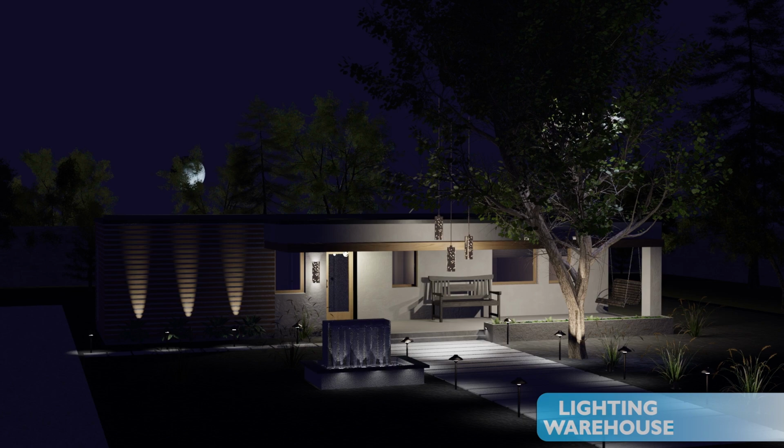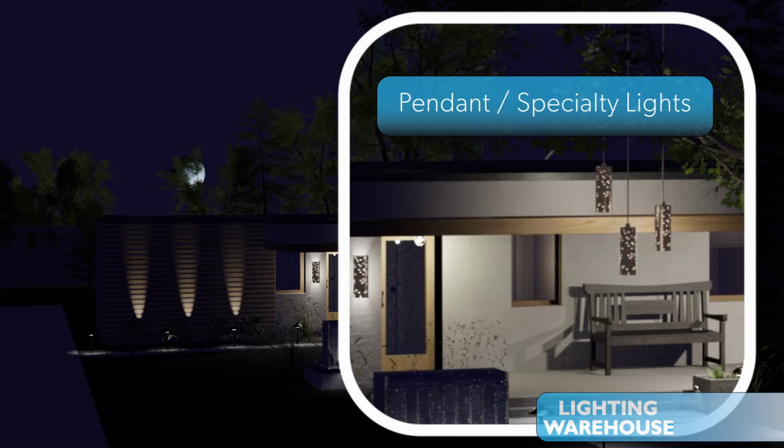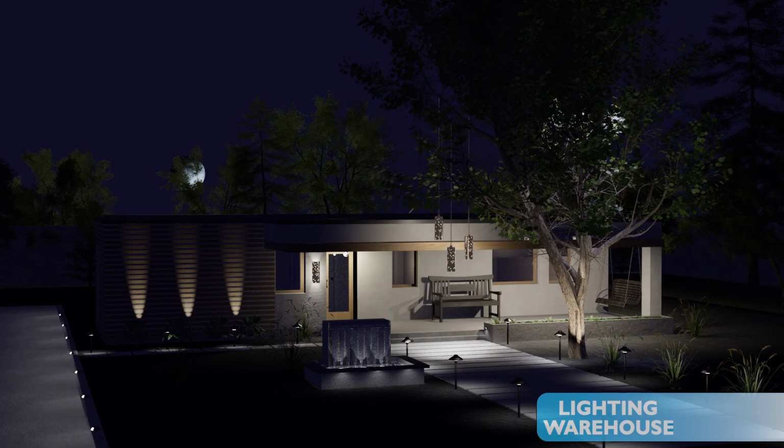Sprinkle in some pendant lights near the front walkway. We could just put down lights, but the fixture itself can be a beautiful feature. Here's some in-grade lights as a ground wash for the driveway. I hope this helps you understand a little bit more about how to use lighting to enhance your landscape.